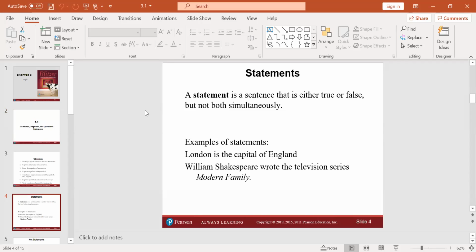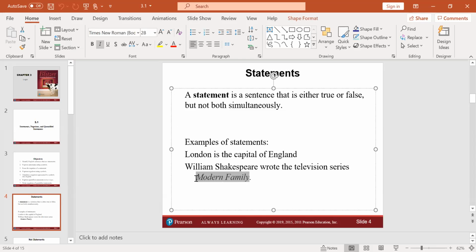Asking a question is not a statement. There are other certain things that are not considered statements. But let's see a couple examples. London is the capital of England. That's a statement. Is it a true statement? I believe so. Yeah, I think London is the capital of England. William Shakespeare wrote the television series Modern Family.